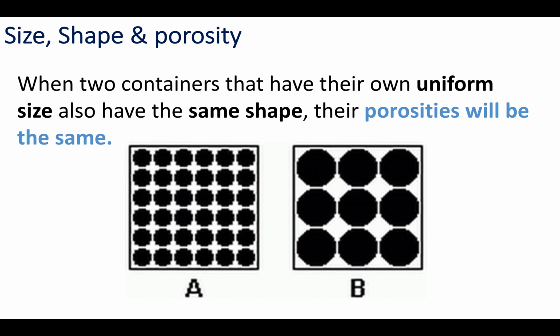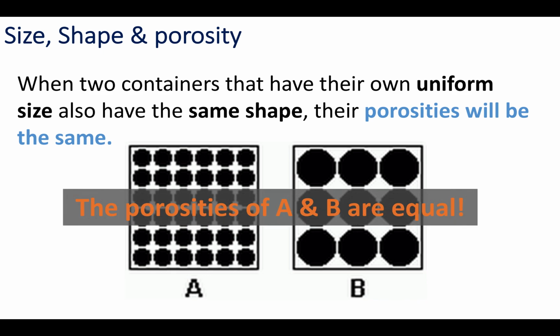Let's take a look at this again. Container A, every sediment in container A is the same size, and they're all spheres. Container B also has spheres, and inside container B, the sediments are larger, but they're all the same size within B. A has all same size sediments, B has all same sized sediments, and both containers share the same shape. This will always result in their porosities being equal.